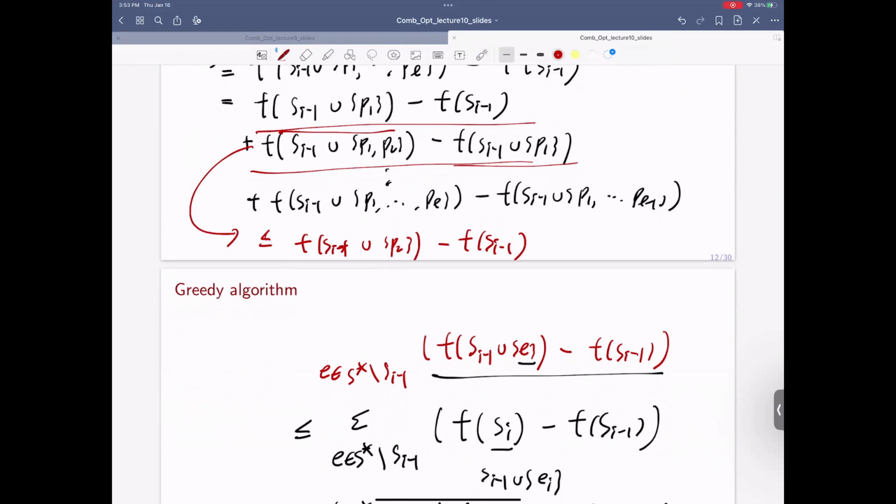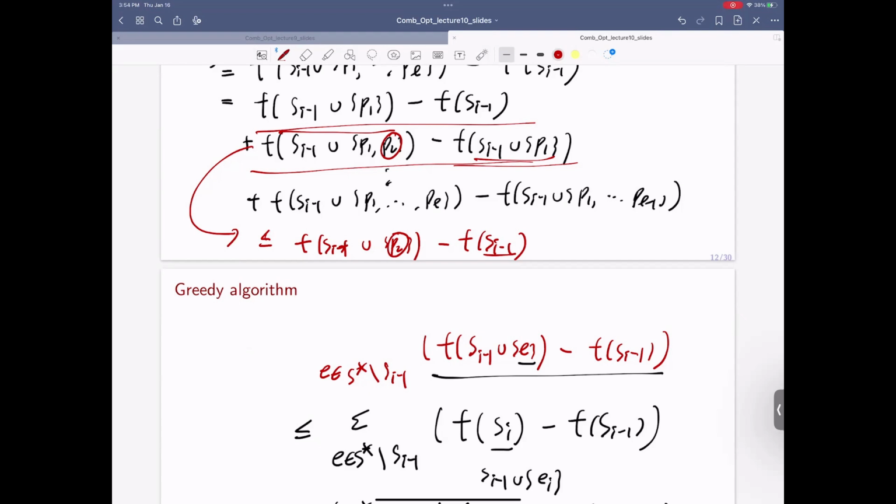Does this make sense? Again, you are adding P2 to this subset. Now you're adding P2 to S(i-1). You're adding the same element to a superset, S(i-1) union P1, but you're adding this element to a subset S(i-1). This is the definition of the diminishing marginal returns property. Does this make sense? Okay.